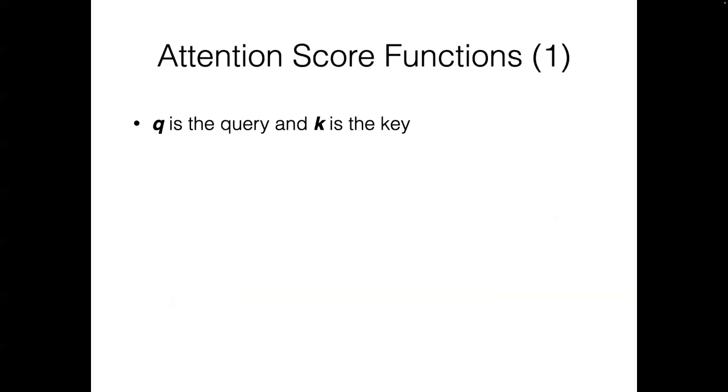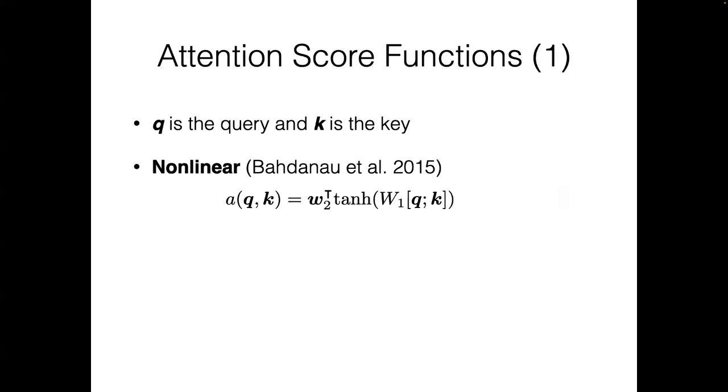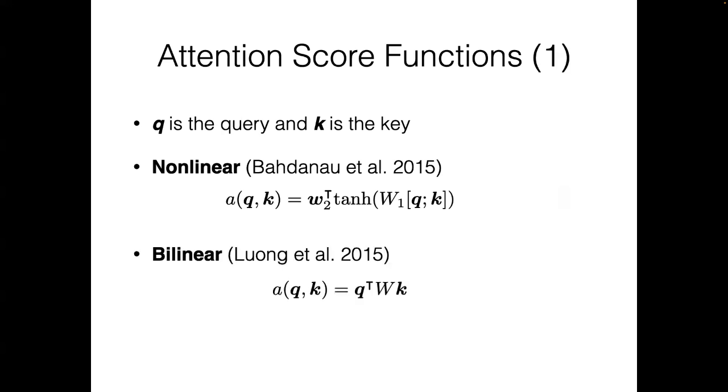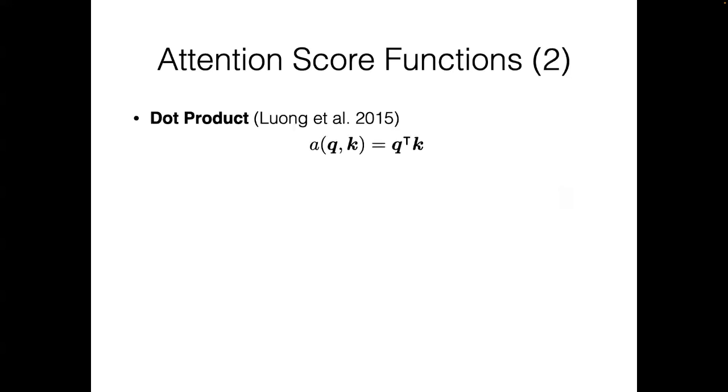So then, to compute these attention scores, here are some things we went over last class. Again, you have some query vector and some key vector, and you could have a nonlinear attention score. Again, our score will be some scalar number. We talked about this bilinear way of getting an attention score, where you introduce a weight matrix. And then we talked about a simple one, which is the dot product. You just take the dot product of these two vectors.